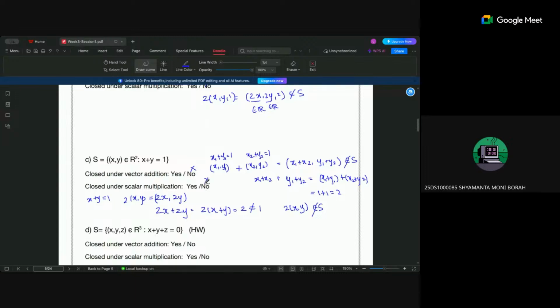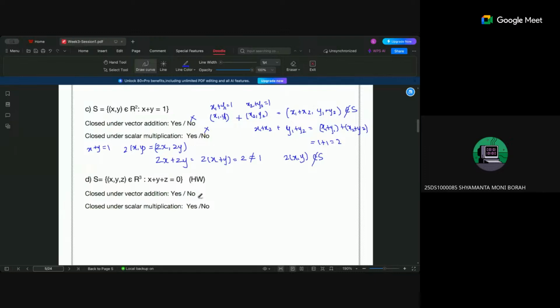Okay, fine. Now this problem I'm giving as homework, but just tell me your guess whether it is closed under addition and scalar multiplication or not. What is your guess? Ma'am, x plus y plus z equal to 0. For scalar it is yes. Closed under vector addition. You will get the answer by the end of the session. Those who remember, you can check the answer at the end of the session. You will get the answer, but not directly. Maybe indirectly you will get it. Okay, fine. There is so much suspense, ma'am, you are creating here.